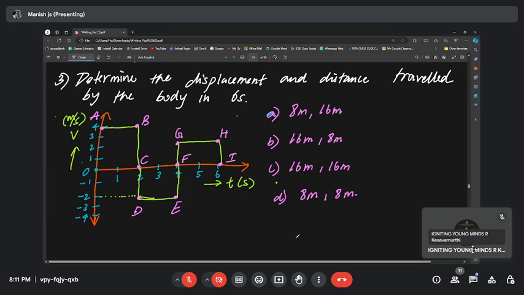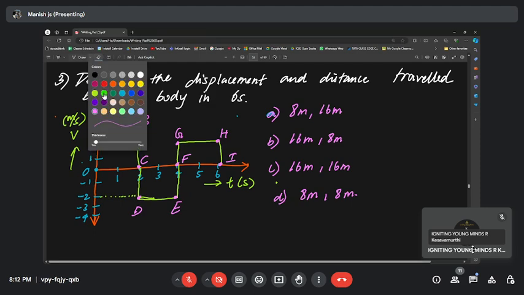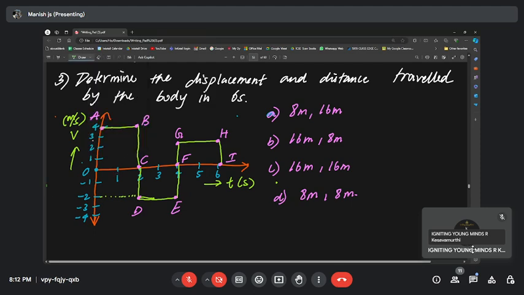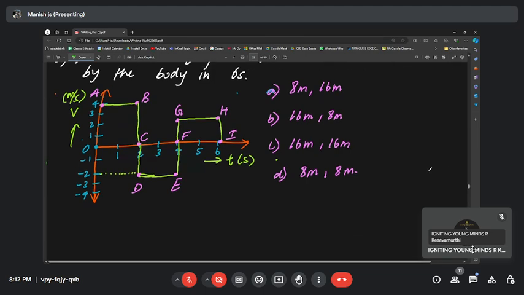Fine. So now, how to calculate it? Look at the first region, the region ABC. If you take this particular region, you can see that a figure is formed that looks like a rectangle. Therefore, the area of a velocity time graph will give you the displacement. So keep this in mind.